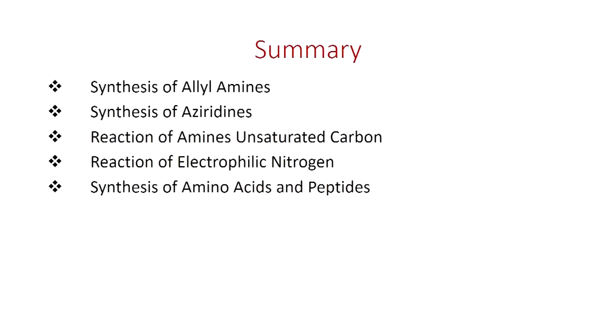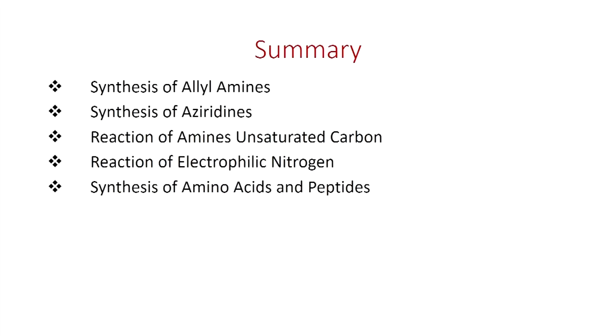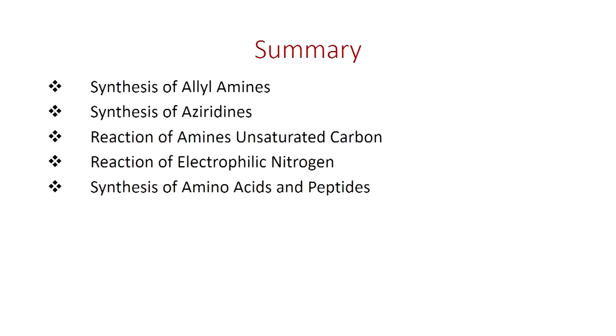In summary, today we have seen the first part: the synthesis of allylamines, aziridines, and the reactions of amines with unsaturated carbon systems. If you look at all these reactions, they involve amine as a nucleophile, and they can readily undergo addition reactions with carbon systems to give a carbon-nitrogen bond. Then we have seen the second part, the reactions of electrophilic nitrogen with nucleophilic carbon atoms. We have seen in particular the reactions of the nitrosonium ion and NO2 plus, and we have seen some examples. Then we have seen the synthesis of amino acids and peptides. With this, we conclude this lecture. Thank you very much.